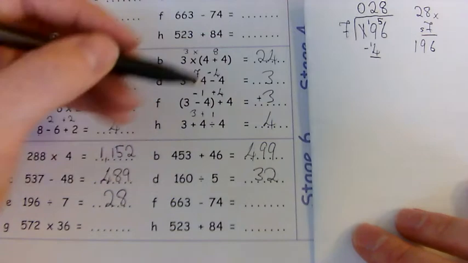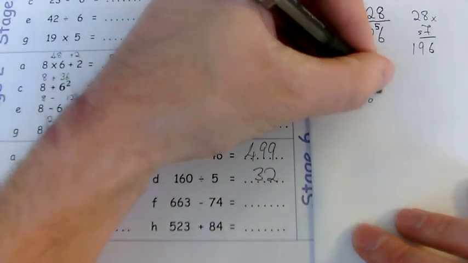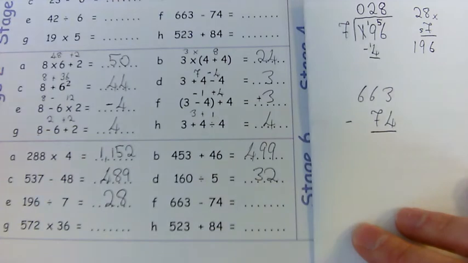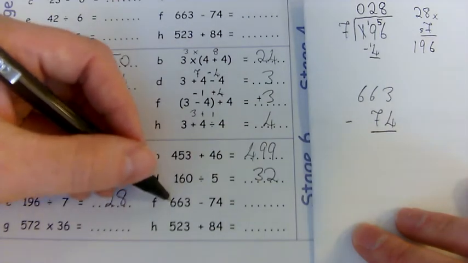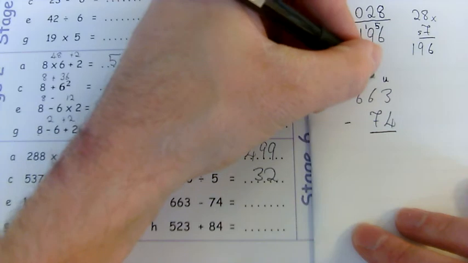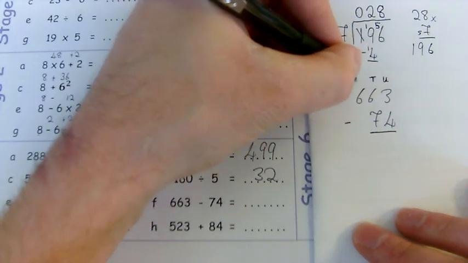F, we've got 663 take away 74. Key things again, guys, to remember here is bigger number on top and keep the digits in their columns. So you've got the units, the tens and the hundreds.